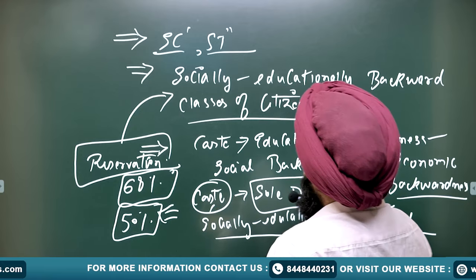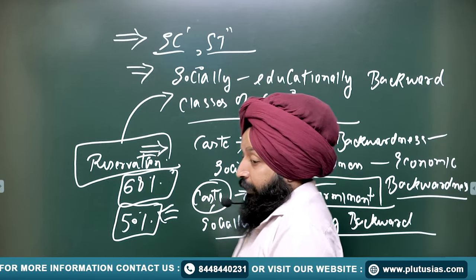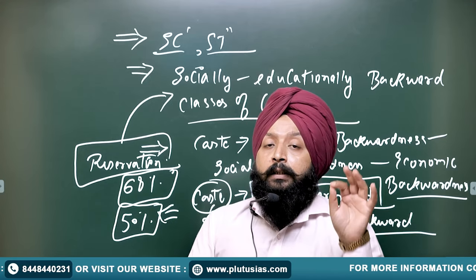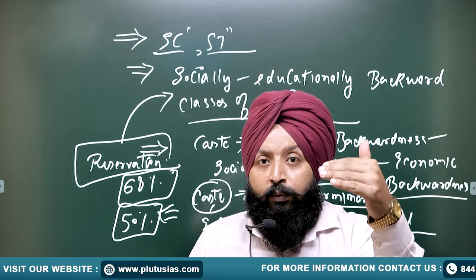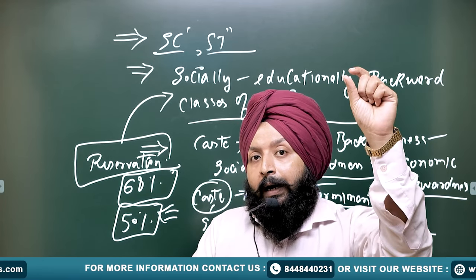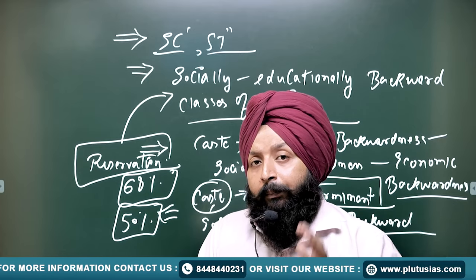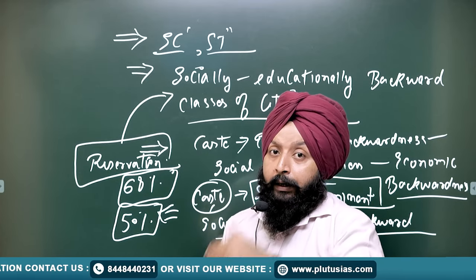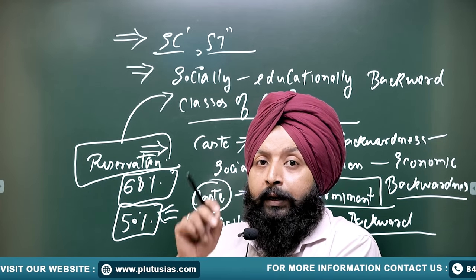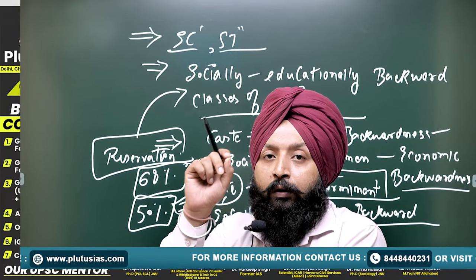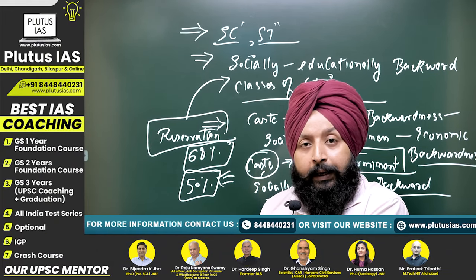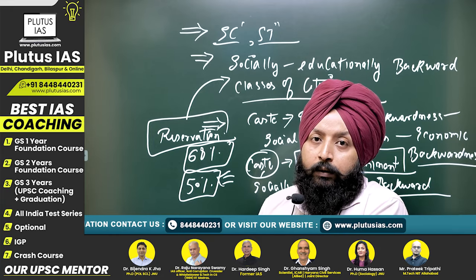So students, today we have studied the concept of equality before law, equal protection of law. Then we have studied specific concepts such as special provisions in favor of disadvantaged groups. In this, we have studied Article 15 Clause 3 in a very brief manner, plus Article 15 Clause 4. In the next session, we will discuss a very important provision, that is Article 16 Clause 4 and its ancillary provisions such as Article 16 4A and 16 4B. So that's all for today.